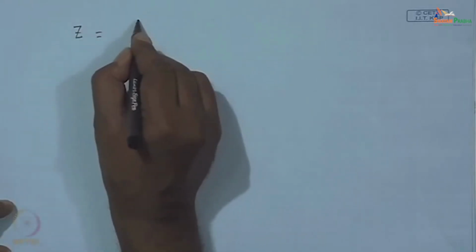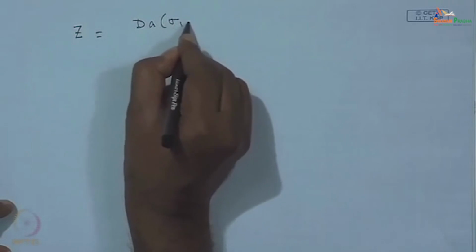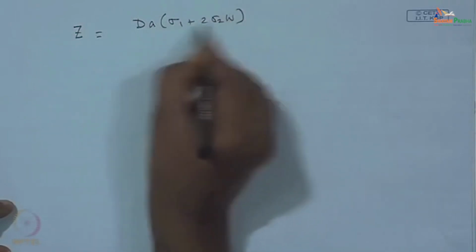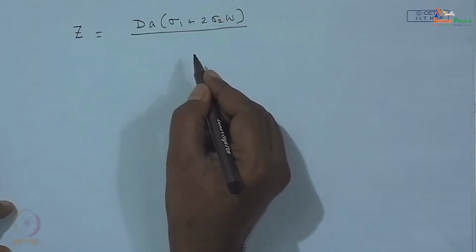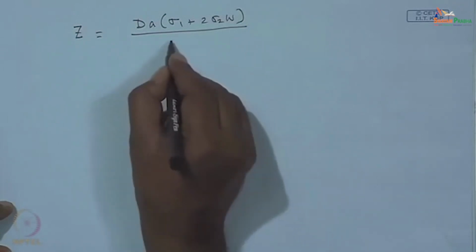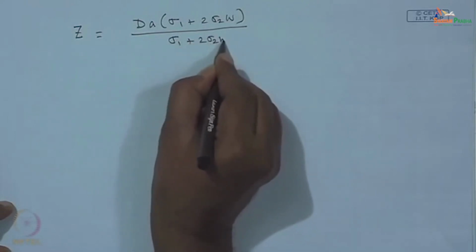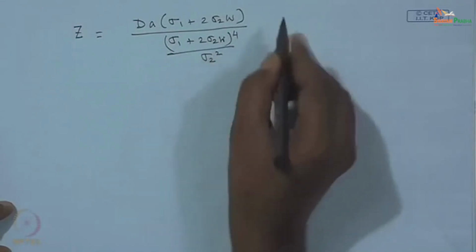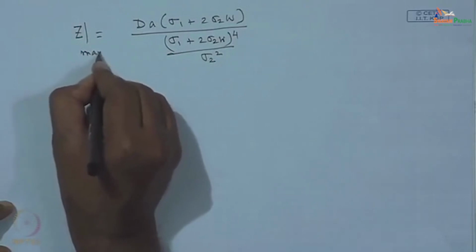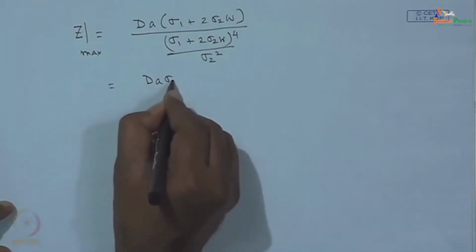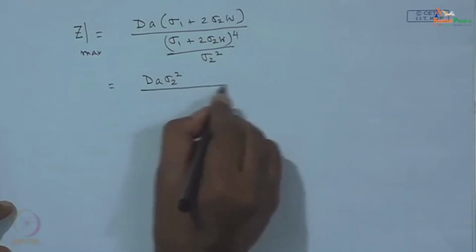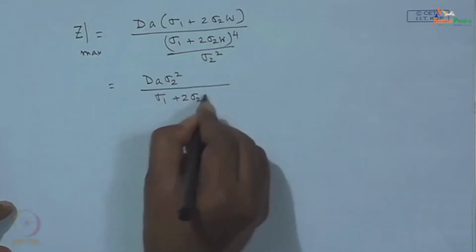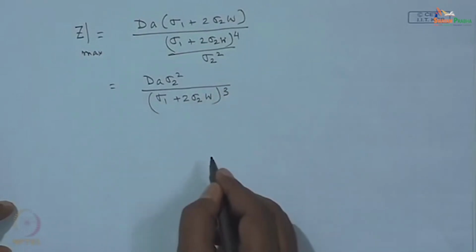So, if you look into the expression of Z, dA sigma 1 plus 2 sigma 2 W, and we have already obtained 1 plus dA plus sigma 1 W plus sigma 2 W square as sigma 1 plus 2 sigma 2 W square divided by sigma 2. So, therefore, this will be sigma 1 plus 2 sigma 2 W square of that. So, it will be 4 divided by sigma 2 square. So, at the maximum value of Z, this will be dA sigma 2 square divided by sigma 1 plus 2 sigma 2 W to the power 3.